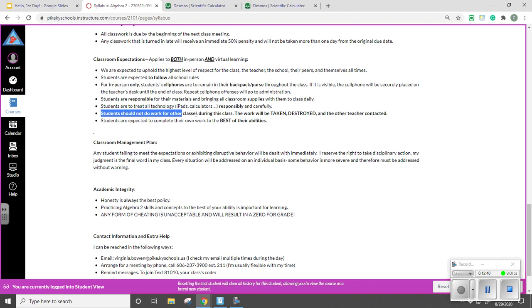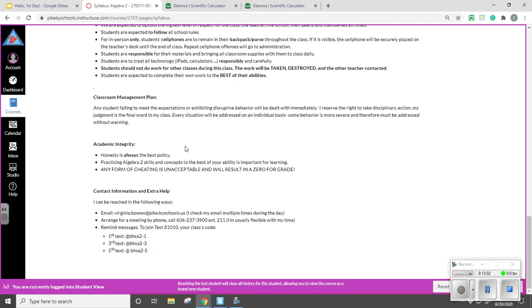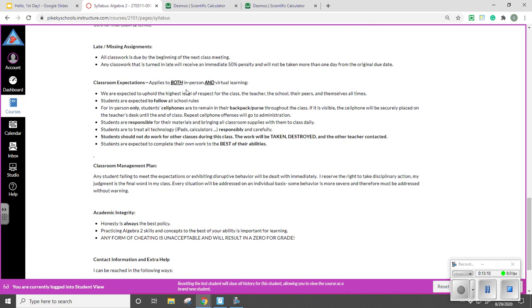And it says students should not work on other classes' work during this time. That's really for in class, that second part, but during this class time, make sure you're focused on math so we can keep going and stay on top of our math work. And it says, lastly, students are expected to complete their own work to the best of their ability, so always give your best effort. The classroom management plan applies to in-person and virtual learning, but just realize that you are expected to uphold all those classroom expectations, and if for some reason there's ever an issue or any type of disruptive behavior, it will be dealt with.